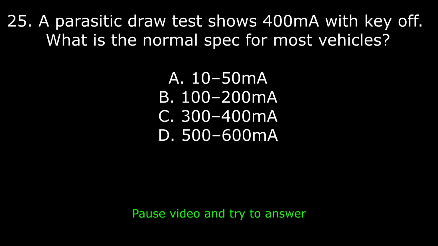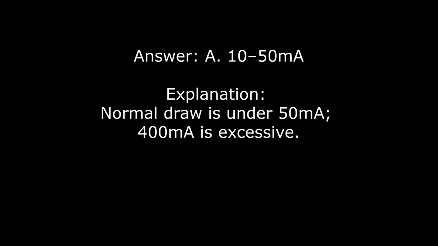25. A parasitic draw test shows 400 milliamps with key off. What is the normal spec for most vehicles? A. 10 to 50 milliamps. B. 100 to 200 milliamps. C. 300 to 400 milliamps. D. 500 to 600 milliamps. Answer: A. 10 to 50 milliamps. Explanation: normal draw is under 50 milliamps, 400 milliamps is excessive.